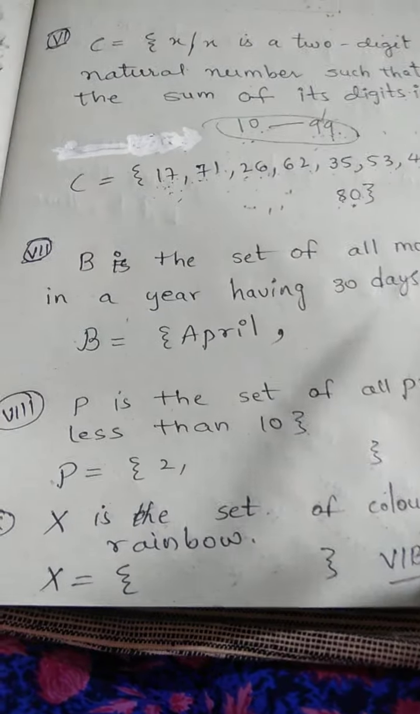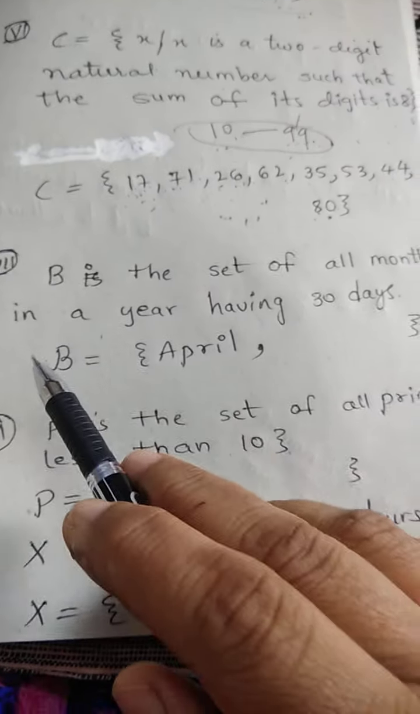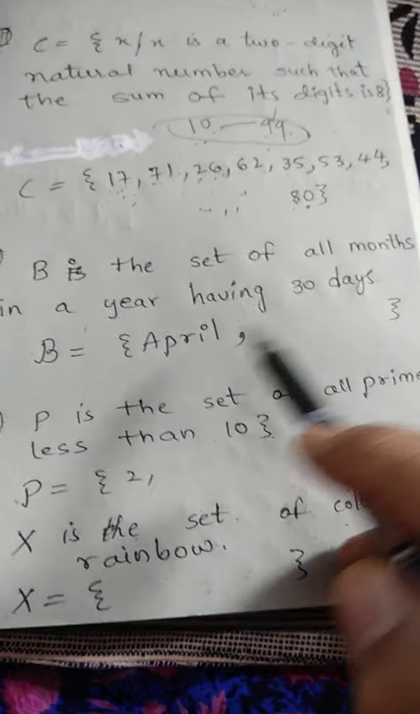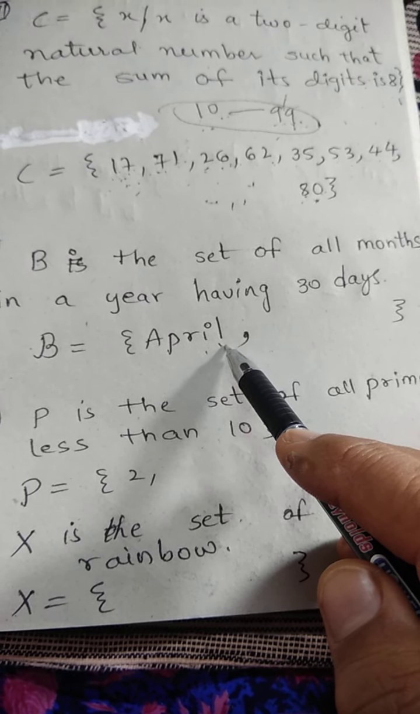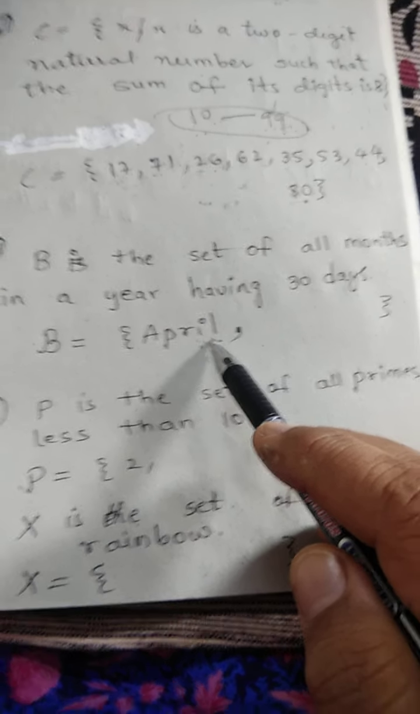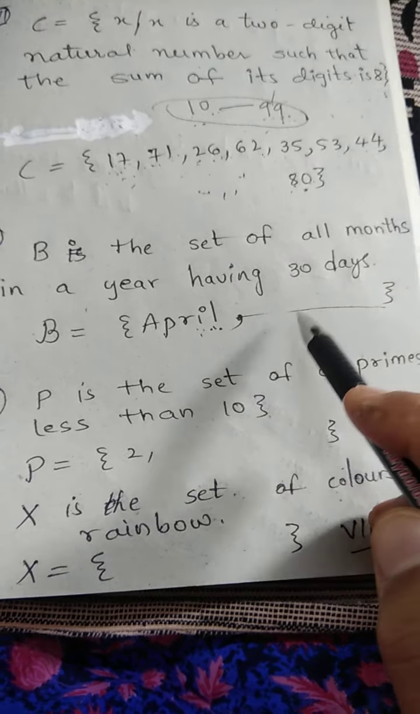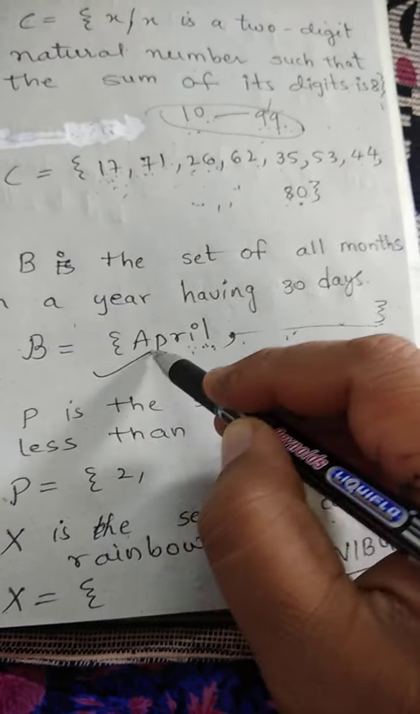B is the set of all months in a year having 30 days. Which months are there in a year having 30 days? April has 30 days. Remaining you write. Do you have a calendar at home? Yes, then you observe and write the answer here. This is your home assignment.